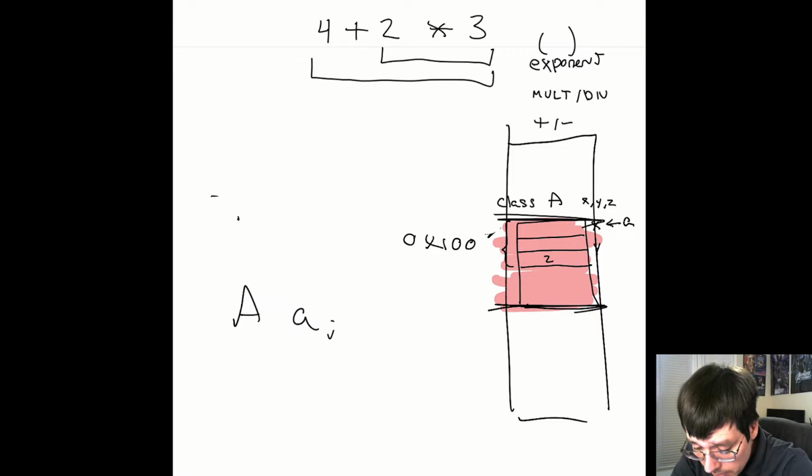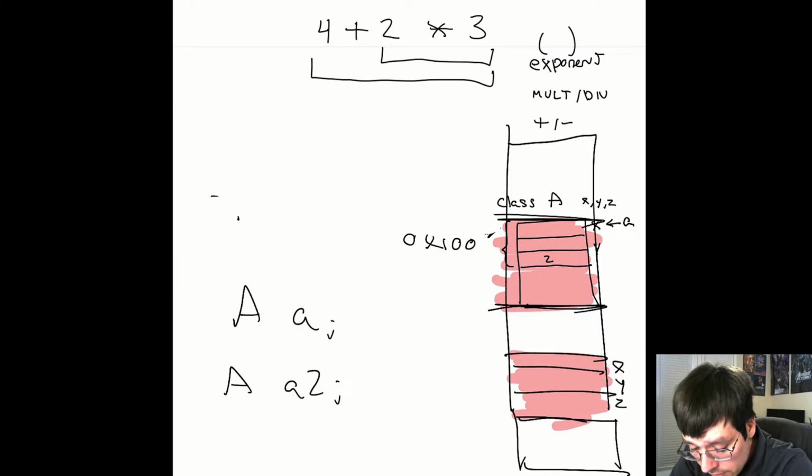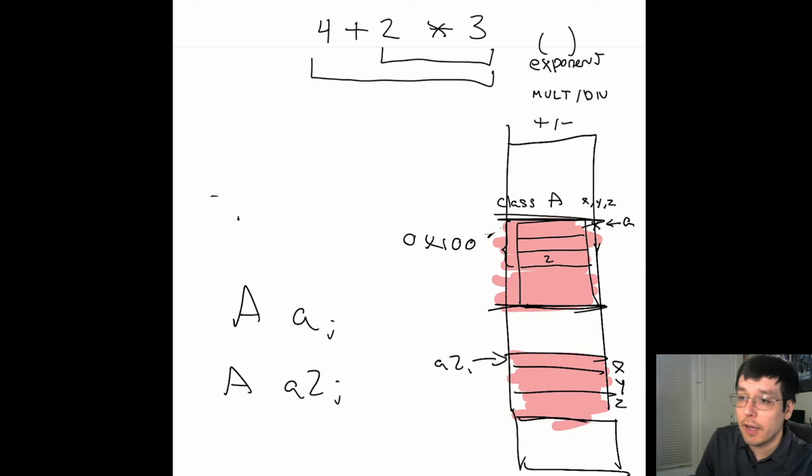And somewhere else in memory, I could have another object of A. So maybe I do like A2. And maybe that's down here. That is also technically split into X, Y, and Z. But A2 itself is the first part of it. So it's also pointing to the X, right?